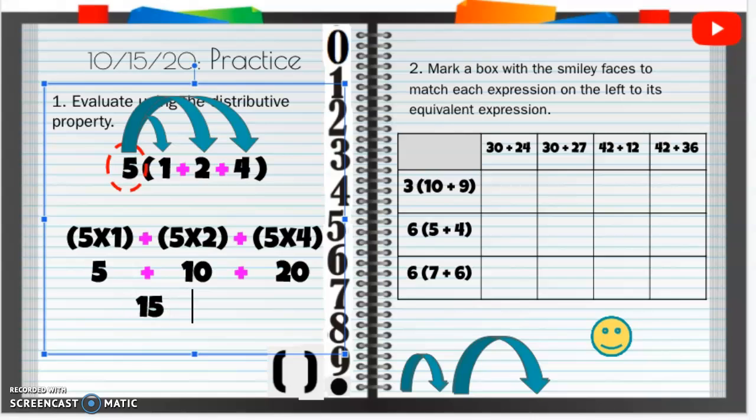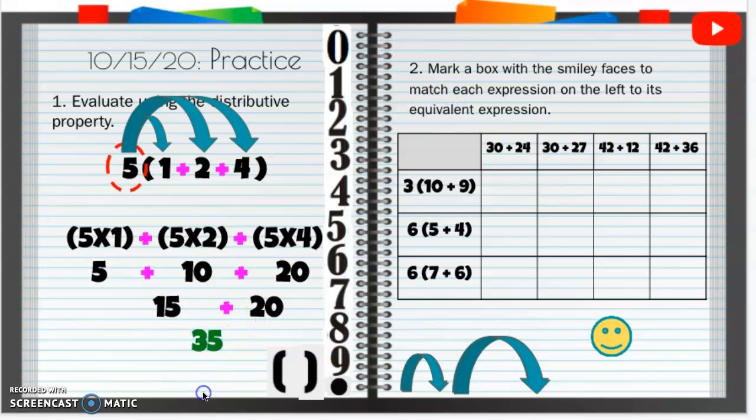That's 15. Keep that addition symbol. Keep that 20. So we bring that down. All right. Now we have 15 plus 20. What's 15 plus 20? Well, that 5 plus 0 is 5. 1 plus 2 is 3. 35. And that's our answer. Woohoo! All right, let's take a look at number 2.